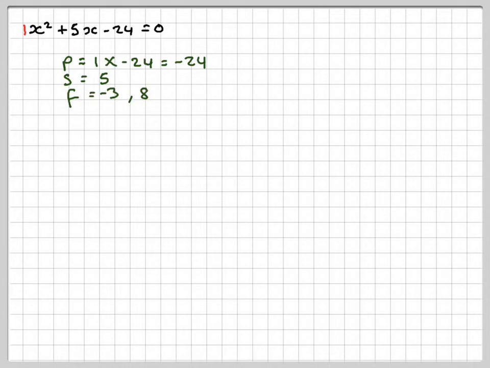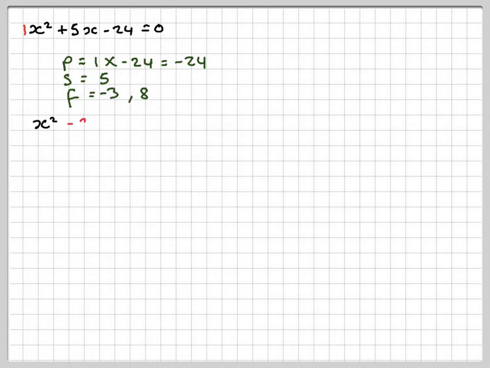Right, now solving that. We do the product, we'll put a 1 in front. So 1 times minus 24 gives me minus 24. And then the sum will be 5. Now the factors will have to be minus 3 and 8. You just check that. And if it doesn't work, you just try another pair. So minus 3 times 8 gives me minus 24. And then minus 3 plus 8 does give me 5, so this is okay.